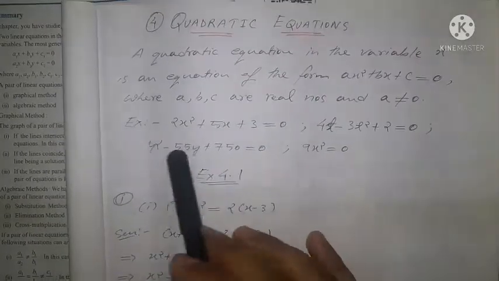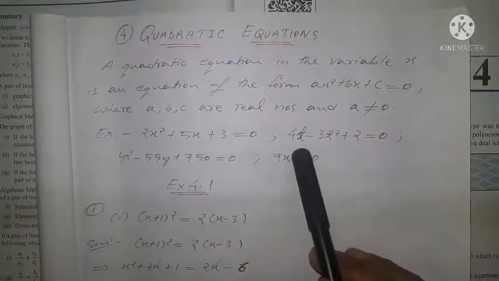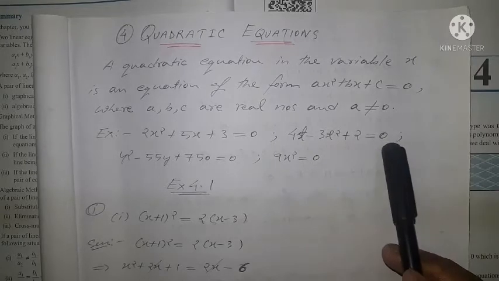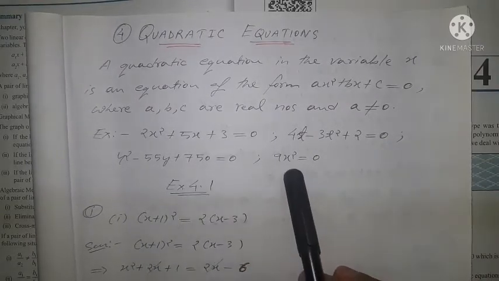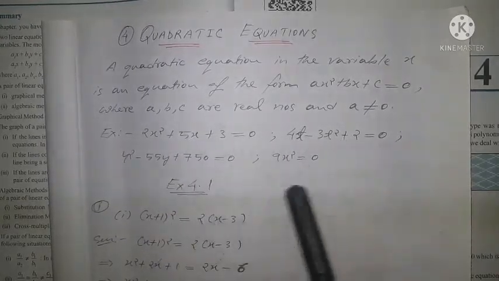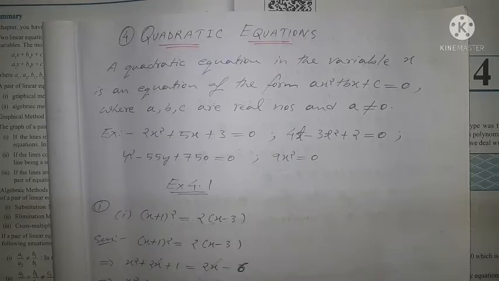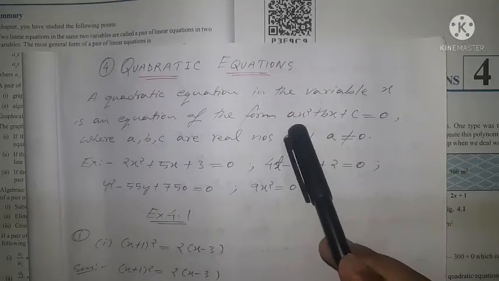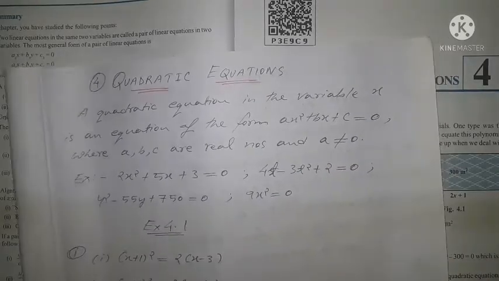For example, 2x² + 5x + 3 = 0, 4t − 3t² + 2 = 0, y² − 55y + 750 = 0, and 9x² = 0. In all these equations the degree is 2. Therefore they are quadratic equations, written in the form ax² + bx + c = 0, which is the general form of a quadratic equation. So let's move to exercise 4.1.